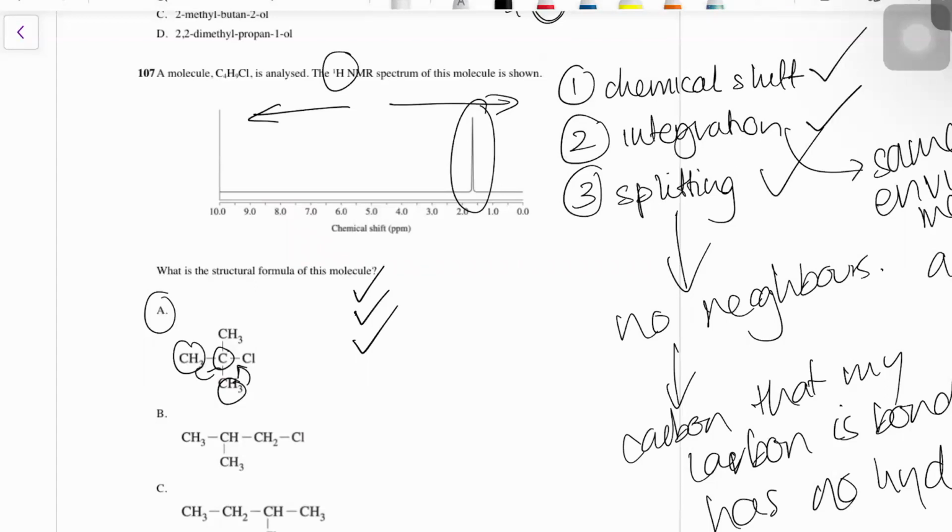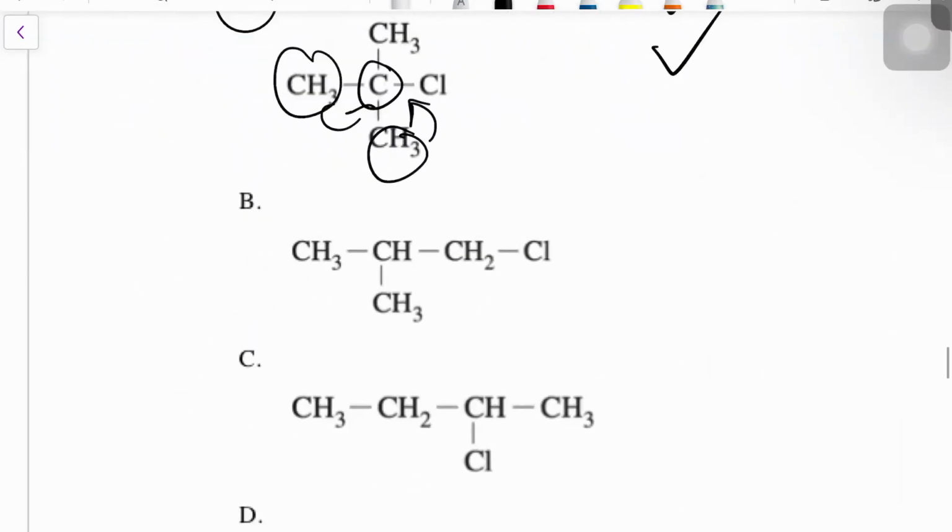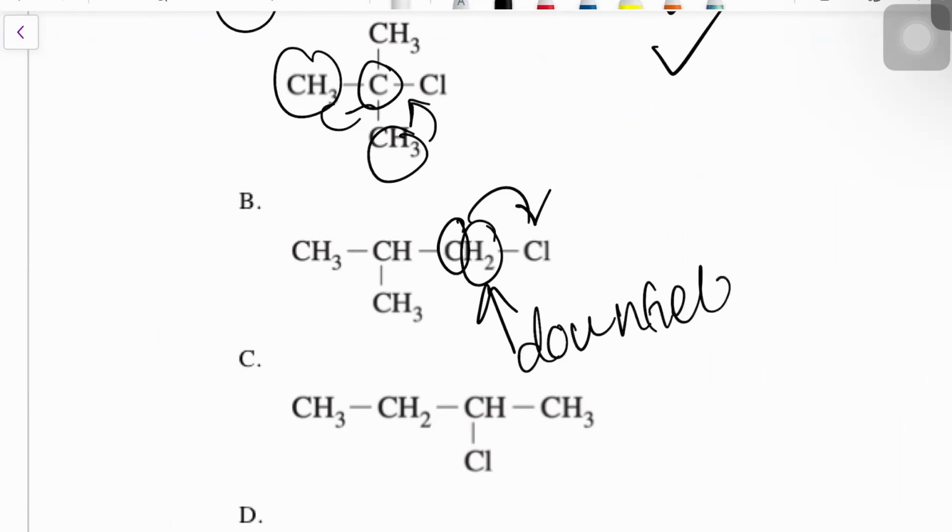Okay, so let's have a look at the other ones first though and see why they wouldn't fit the spectrum. Yeah, in B, this carbon that's directly bonded to this chlorine has hydrogens on it, which means these hydrogens right here are way closer to the chlorine than the other hydrogens are. So this one would actually be relatively downfield. Okay, that's the first thing to watch out for.